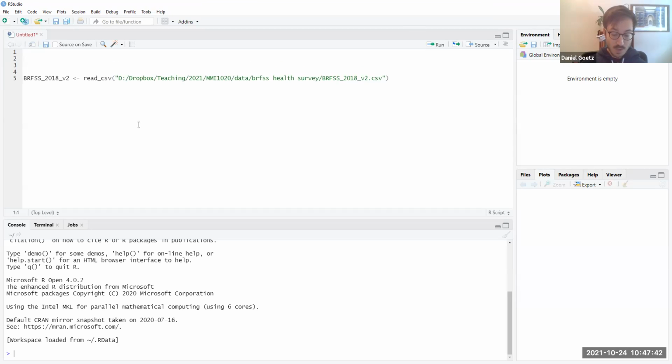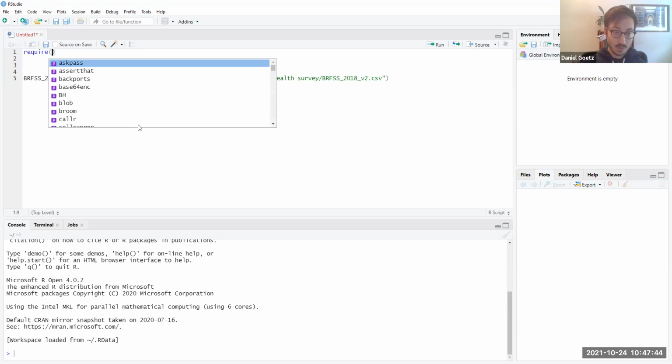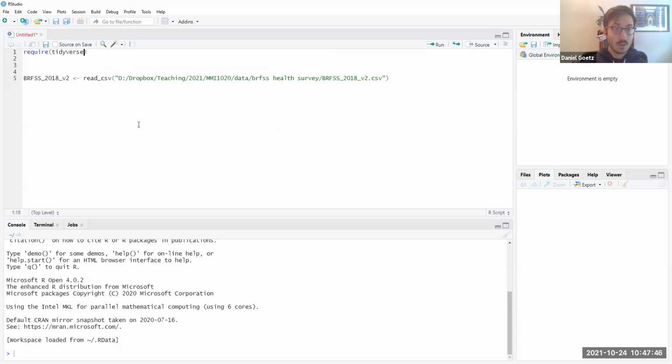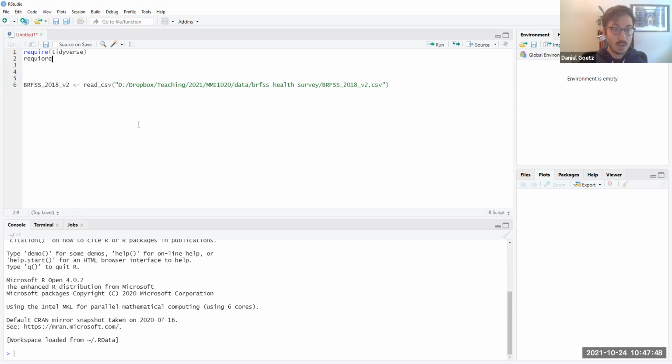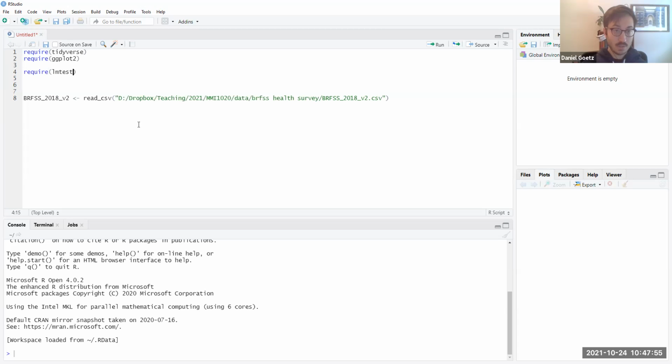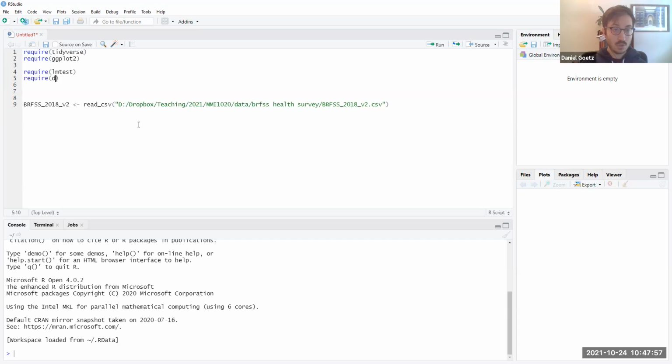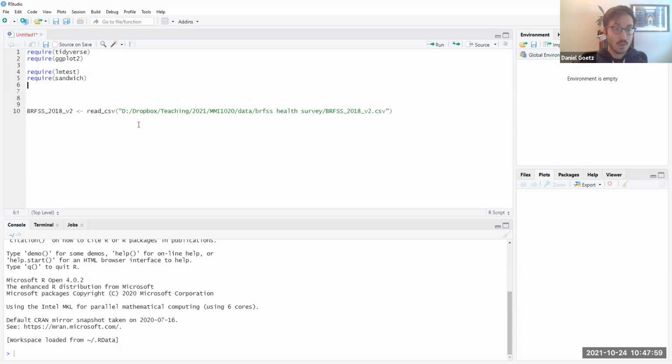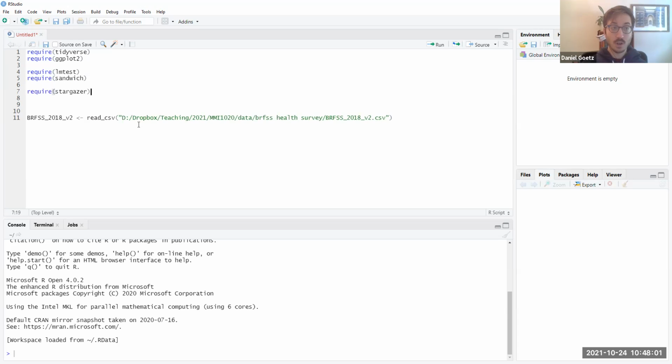And of course, before we do that, let's get all of our libraries loaded up. So we're going to need all the usual suspects: tidyverse, ggplot, lmtest, sandwich, and then finally our newest one, Stargazer. Perfect.